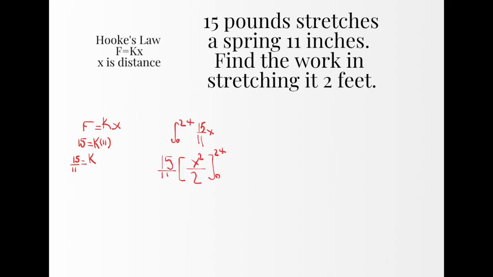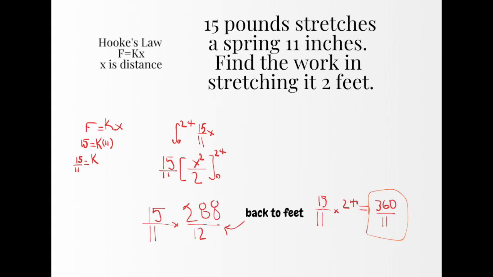Knowing that our spring constant is 15 over 11 allows us to put this over the interval of 0 to 24 inches, which is 2 feet. After integrating, we will plug in 24 to the equation. Multiplying 15 over 11 times 288 over 12, due to putting the inches back into feet, ends up giving you 360 over 11.